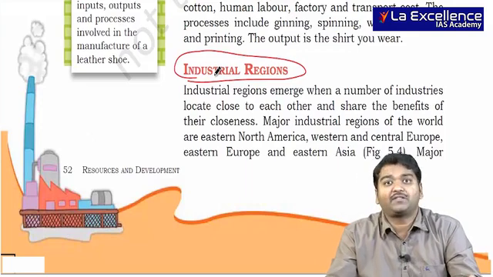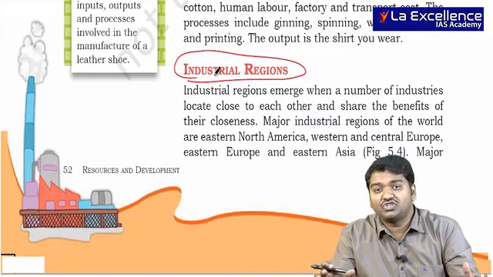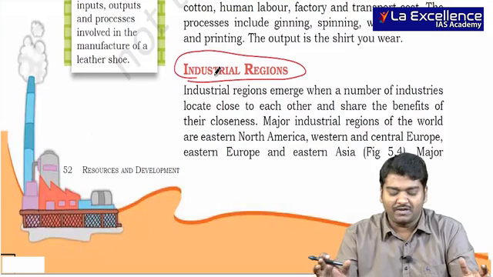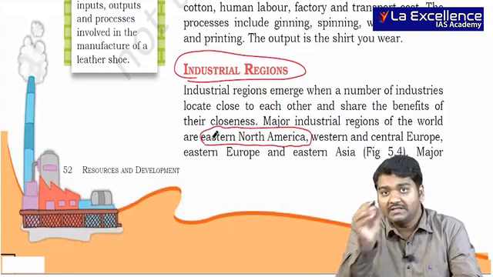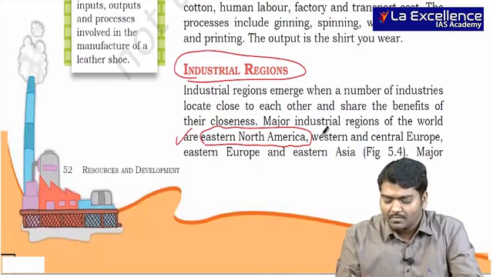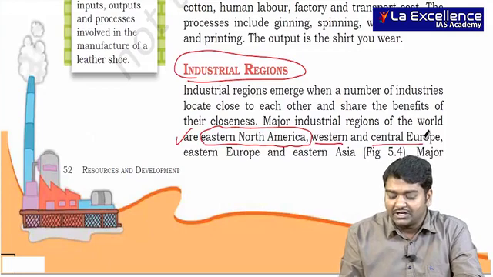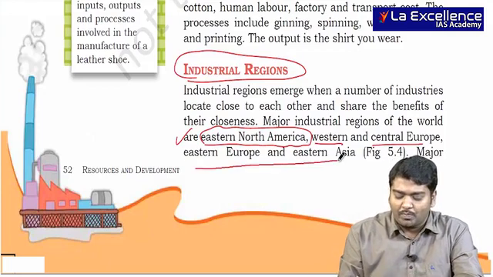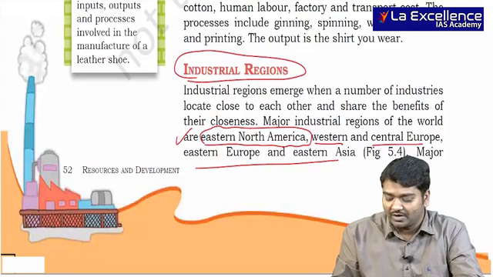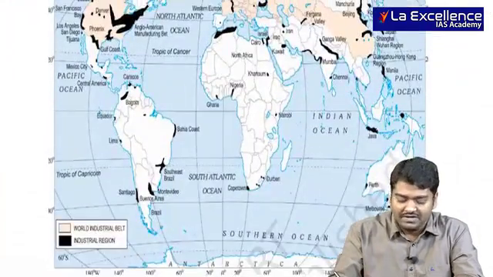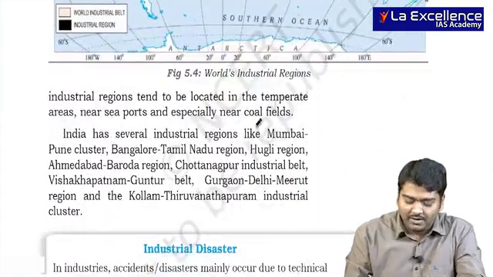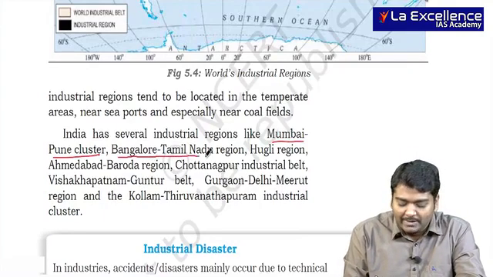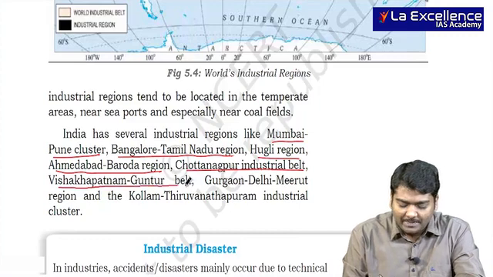You see Tamil Nadu in India, Gujarat, Visakhapatnam to Kolkata. In these regions, you usually identify a large number of industries being present. For example, Eastern North America, we talked about the Great Lakes, New York and all. In that region, you find a lot of industries. Western Europe, I'm talking about UK, France, Central Europe, Germany, Italy and other countries. Eastern Europe and Eastern Asia, especially China, Japan, South Korea, you see these industrial regions, right? Can you see here? Eastern United States, Eastern China, Europe, India, right? All these are very, very important. Mumbai to Pune has a cluster. Bangalore, Tamil Nadu region, Hooghly region, Kolkata, Ahmedabad, Baroda region, Chota Nagpur industrial belt, Visakhapatnam, Guntur belt.